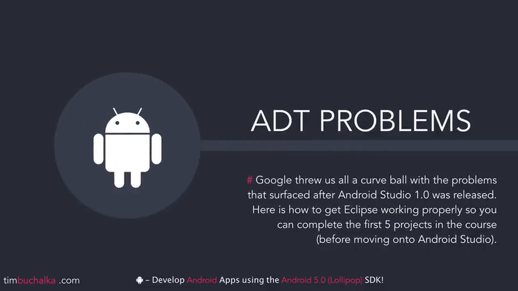In this video, we're going to talk about the Android developer tools problems that have surfaced recently. A few days ago, as of the time I'm shooting this video, Google released Android Studio 1.0, which is, of course, their first ever official release version of a tool that really takes over Android development.